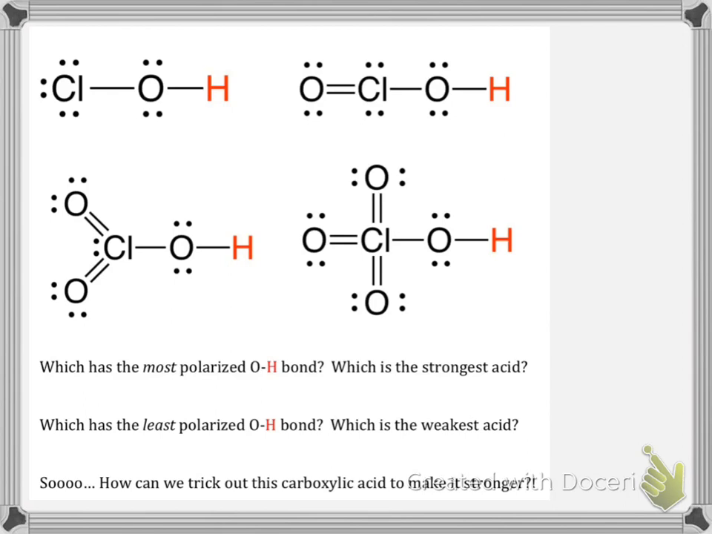So let's go ahead and look at the Lewis structure for some different acids. And here you can see that all of the structures have the same core features, with a chlorine, the hydrogens, which are marked in red, attached to oxygens.